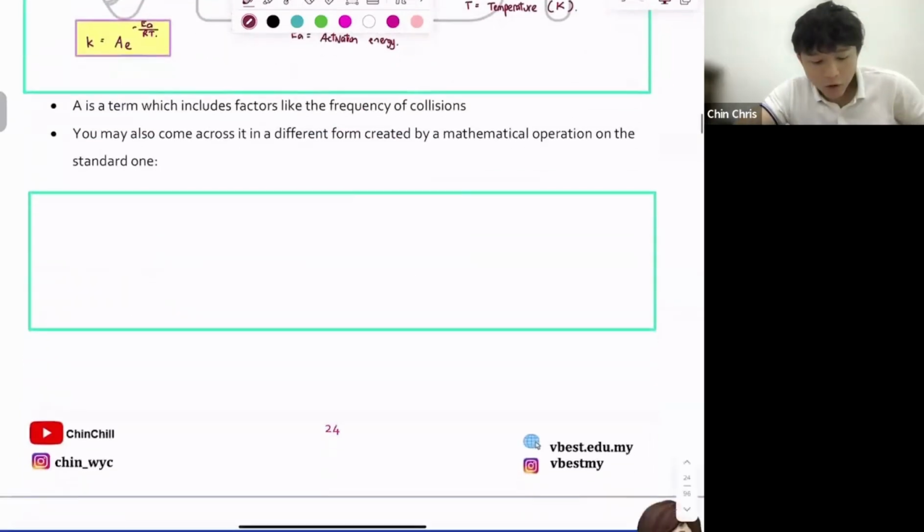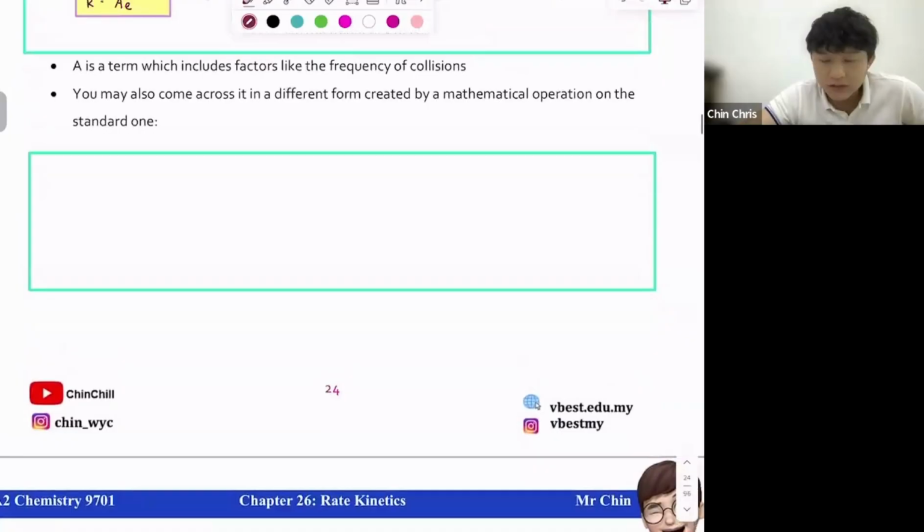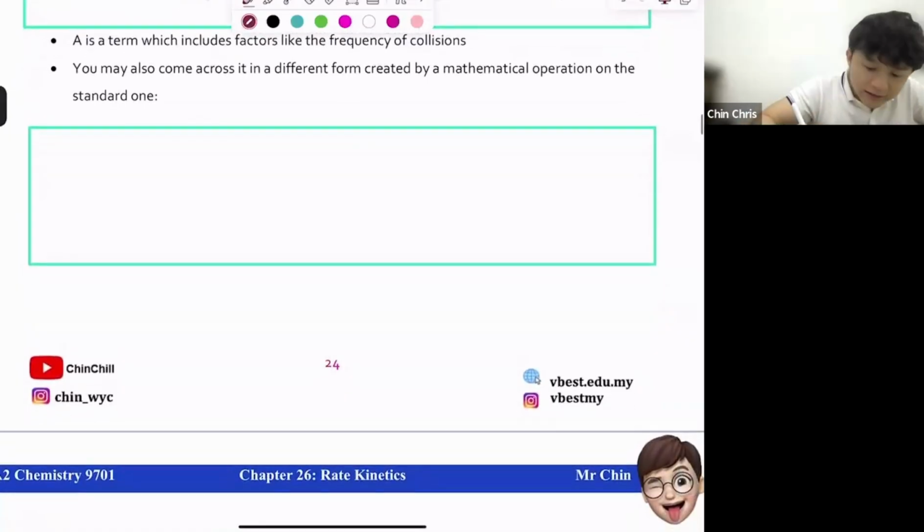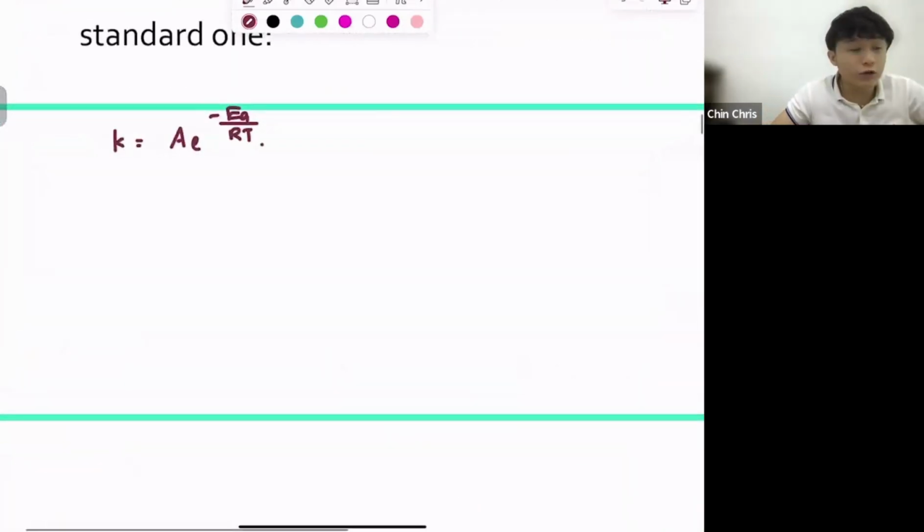All right, guys, now A is a term which includes factors like frequency of collision. You may also come across a different form. In the exam, usually your k, I can derive it: k equals A e to the negative Ea over RT. Sometimes you might need to know how to derive it in the exam.